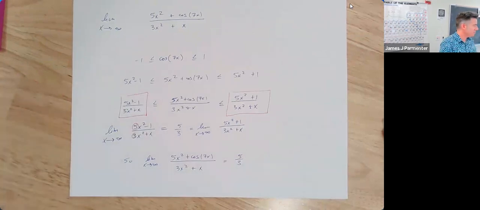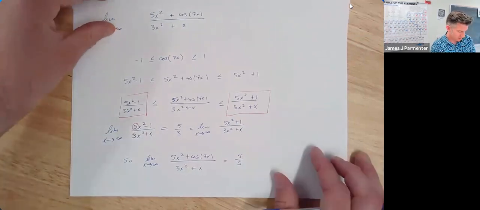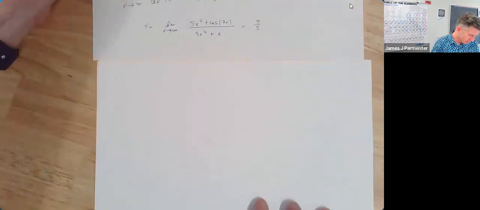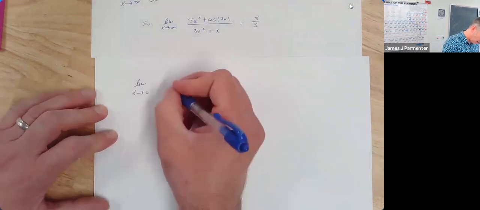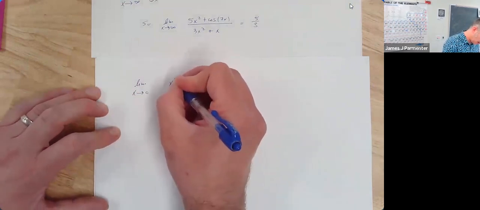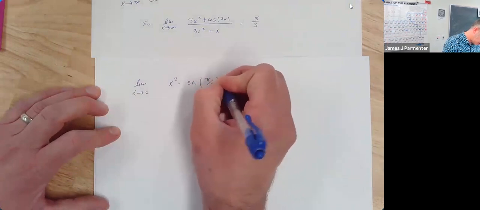One more, and then we'll move on. One more of my favorite ones. Let's do the limit as x approaches 0 of x squared times sine of pi over x.